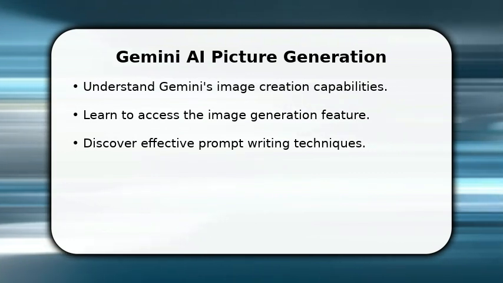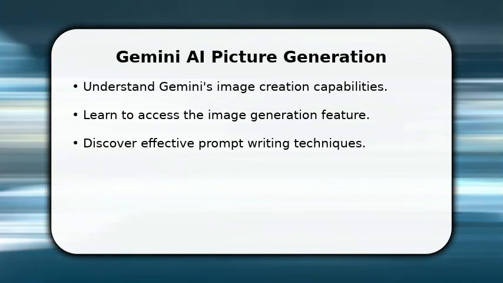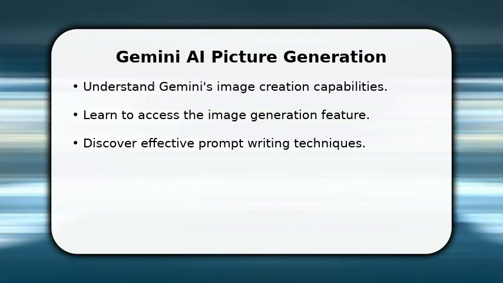Input your desired image description into the prompt box. Be clear and concise to guide the AI effectively. Once your prompt is ready, initiate the generation process. Gemini will then produce images based on your input, ready for review.